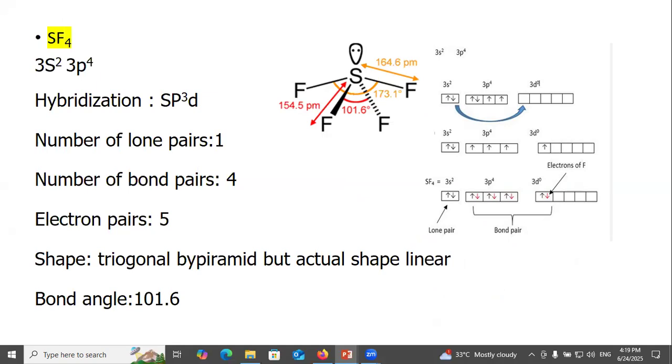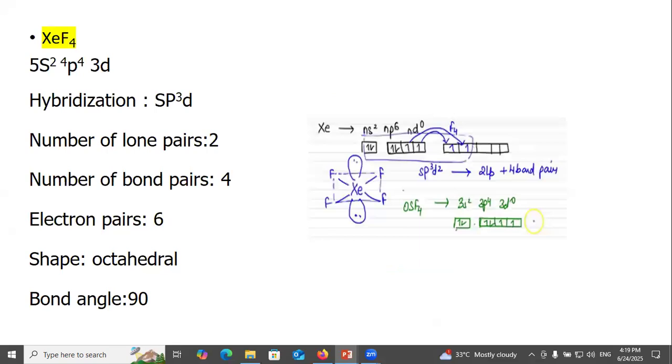Sulfur tetrafluoride: hybridization sp3d, number of lone pairs 1, number of bond pairs 4, electron pairs 5, shape triangular bipyramid, but actual shape is see-saw, bond angle 101.6. Then xenon tetrafluoride: hybridization sp3d2, number of lone pairs 2, number of bond pairs 4, electron pairs 6, shape octahedral, bond angle 90.